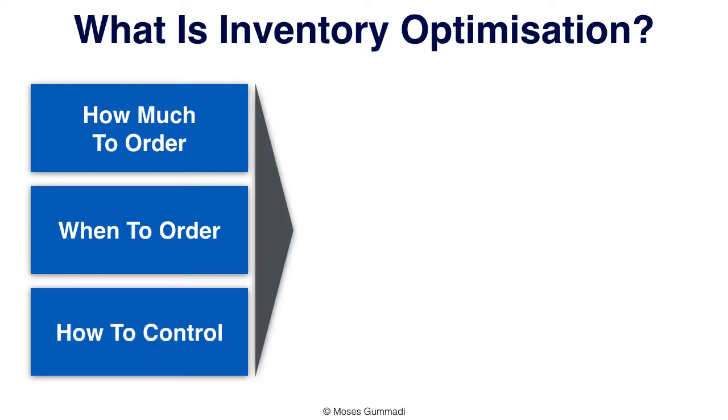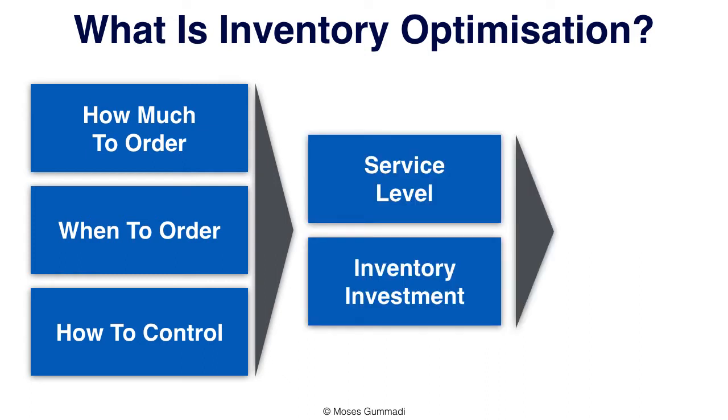And the third is how do you go about controlling your inventory system in order to ensure that you are at an optimum level? Now, these three things are at a tactical level. Once you figure these things out, an optimal set of inventory management will emerge out of it, right? And how do we measure that the inventory performance is optimal? These are the two things we would look at: service level and inventory investment.